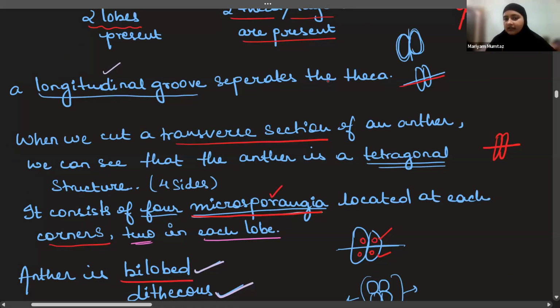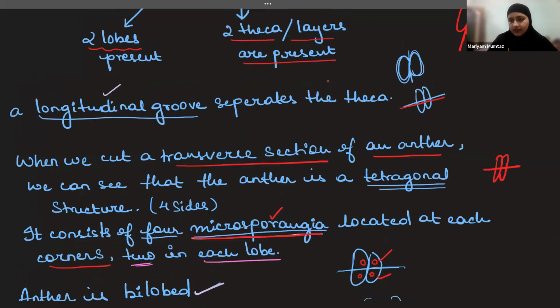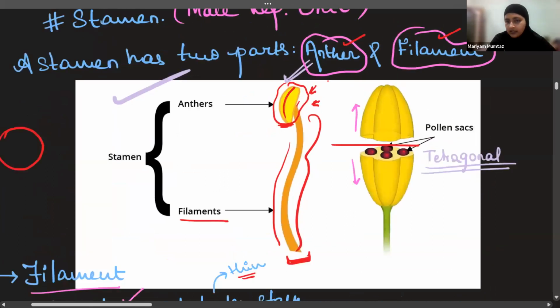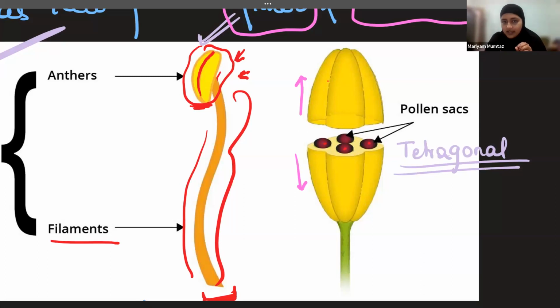Okay. So when we cut a transverse section of an anther, we can see that the anther has a tetragonal structure. In that circular portion, we'll find that the anther has 4 different columns present. See the columns that are shown in the figure: 1, 2, and then 3, 4 at the back. So 4 different columns will be there, because of which we call the anther tetragonal.